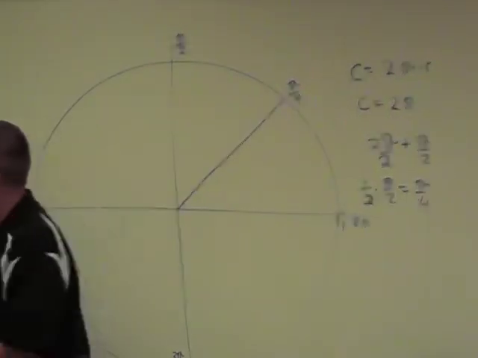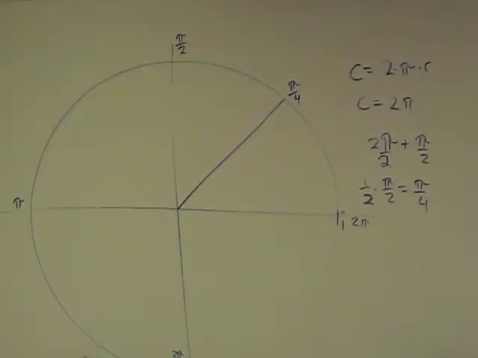So for the 45 degree reference, every time it's asking for the reference and it comes out to be 45 degrees. If it says you have a 315 degree angle, what's the reference point? The reference point would be pi over 4, because you're 45 degrees from the x-axis.